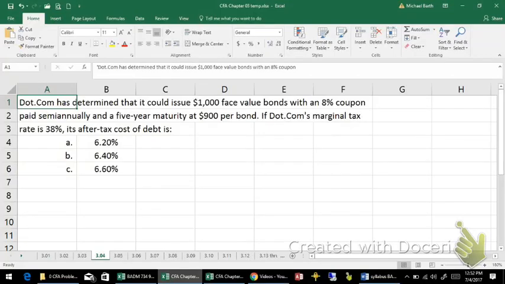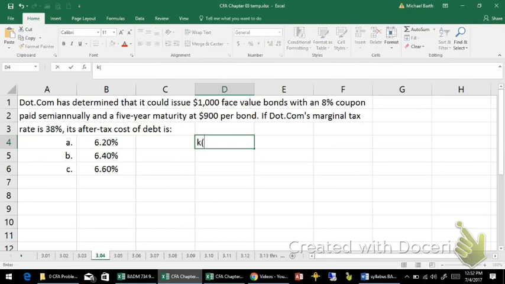This is problem 3.4 from the end of chapter 3 of the CFA textbook, Corporate Finance, A Practical Approach, and here we're being asked to solve for the after-tax cost of debt. When we're looking at capital budgeting, the after-tax cost of debt is equal to the yield to maturity on existing debt times 1 minus the tax rate.